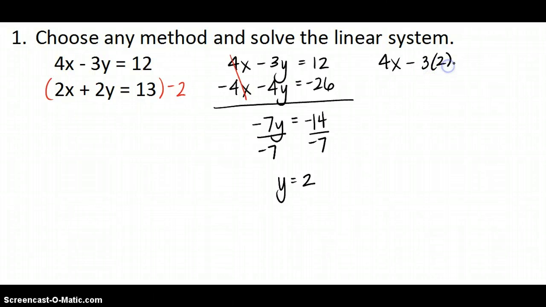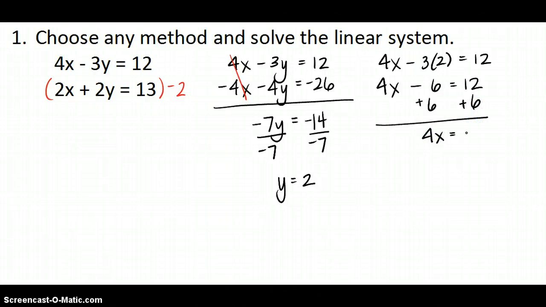So I'm going to plug in y equals 2 into my first equation. That gives me 4x minus 6 equals 12. So I know to solve that I need to add 6 to both sides. That gives me 4x equals 18. And then I can divide by 4, and I'm finished. So unfortunately, this one doesn't work out perfectly for us. 4 goes into 18 4.5 times. Right, so our final answer is 4.5, comma 2. That would be our ordered pair, which is our solution.